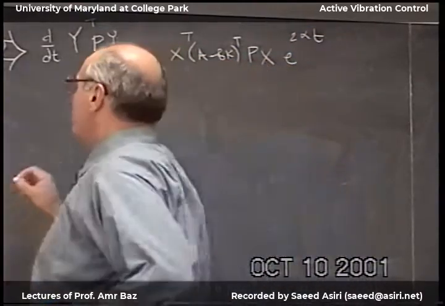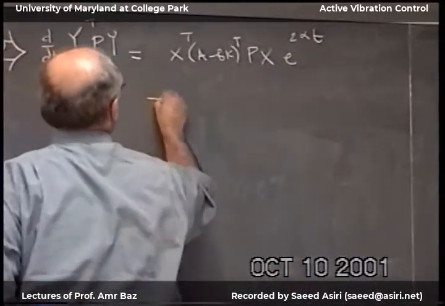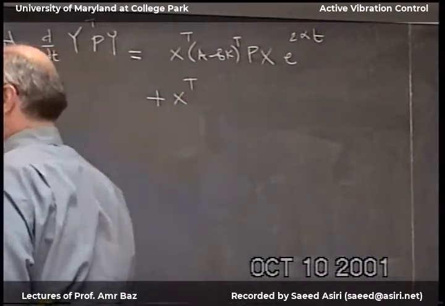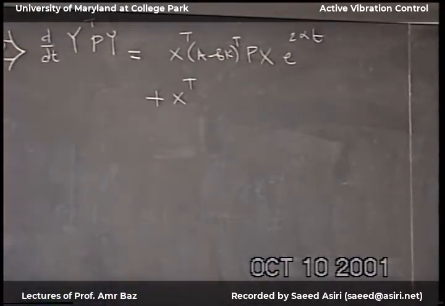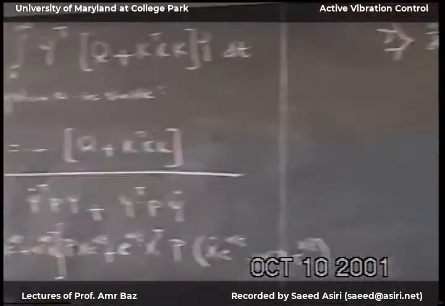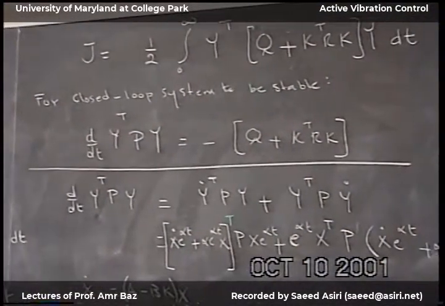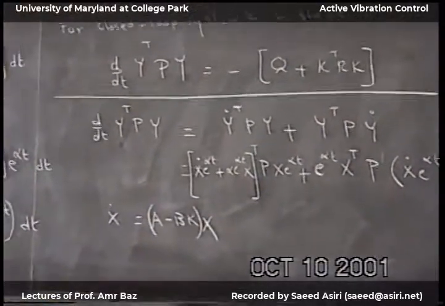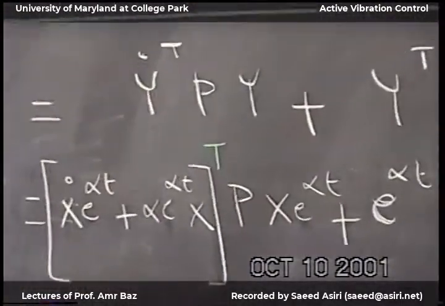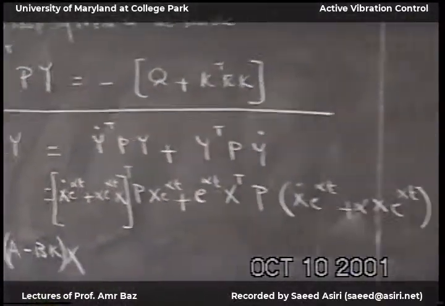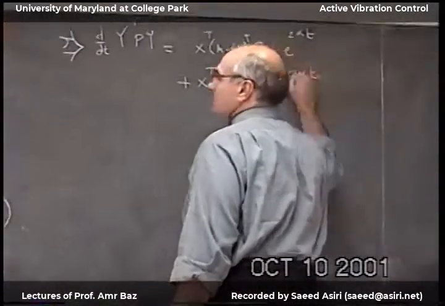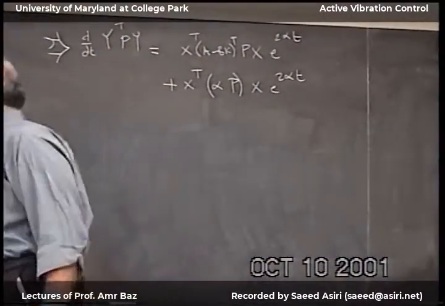The second term will be x transpose, this whole thing should be transpose here. So this will be x transpose, and then times alpha p, and then times x times e to the 2 alpha t. So the first part is done completely.